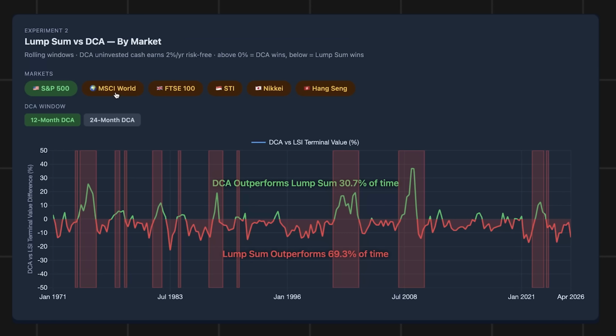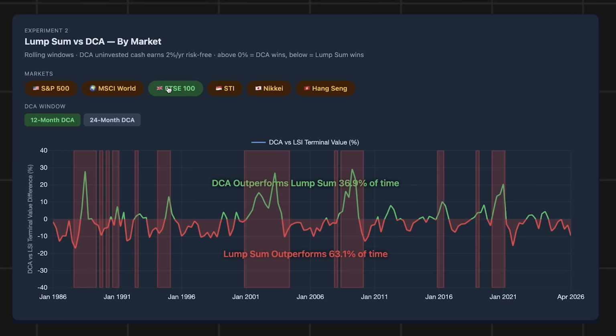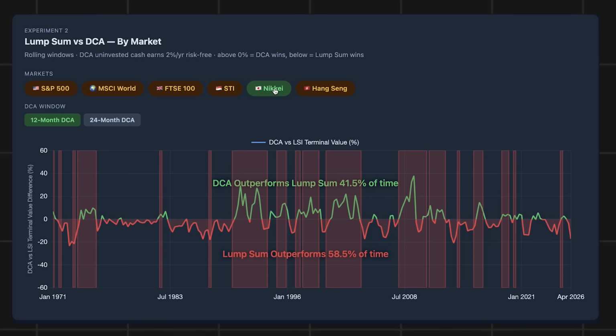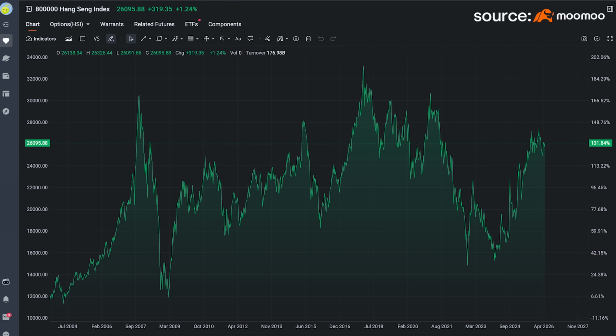This finding largely holds for the MSCI World and FTSE 100, where lump sum still comes out ahead in the majority of windows. As for the STI, Hang Seng and Nikkei, the win rate drops to just above 50%. Why? That's because these markets spent years going nowhere. For example, the Nikkei index peaked in December 1989 and didn't recover until 2024. That's a full 35 years of going nowhere. Meanwhile, the STI and Hang Seng Index also saw similar prolonged flat periods.